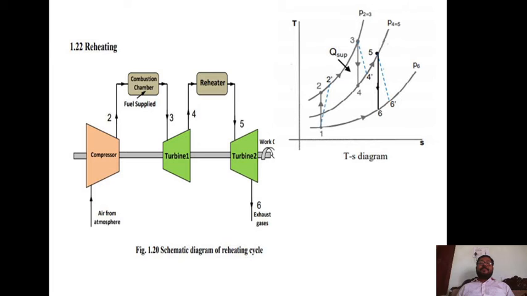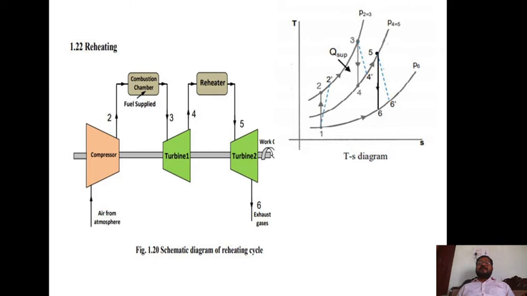Let us discuss the TS diagram, temperature versus entropy diagram. 1 to 2 is the compression process, isentropic compression. But what is 2 dash? It is nothing but the actual, while the other is the ideal one. 2 to 3 is the heat addition process, the heat addition in the combustion chamber. In the actual case, we take it from 2 dash.